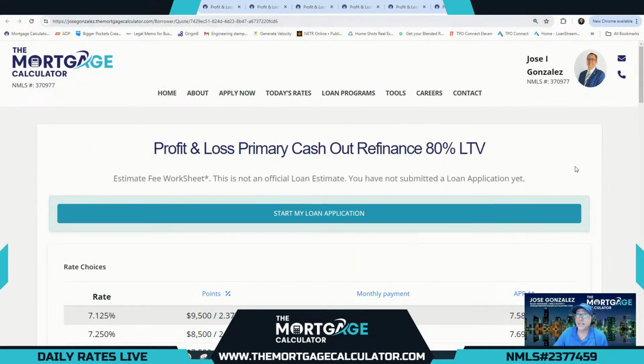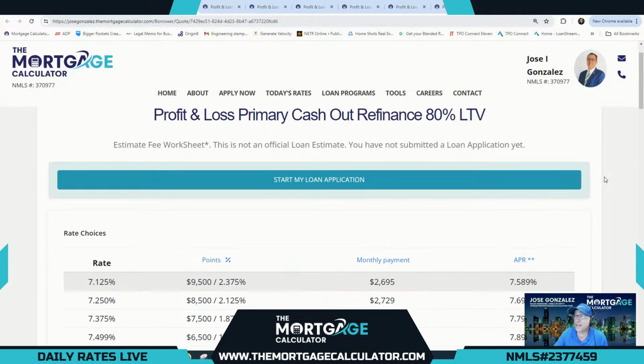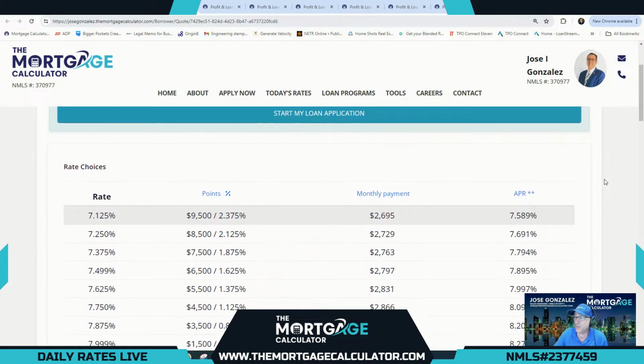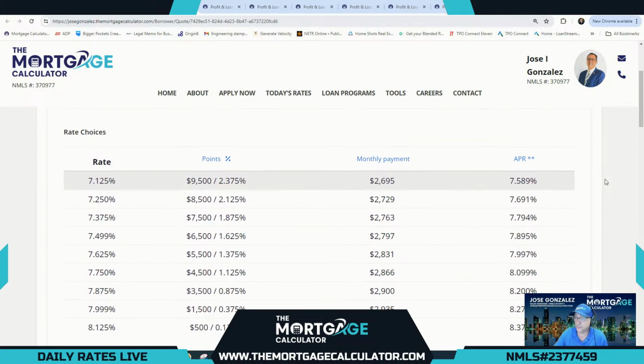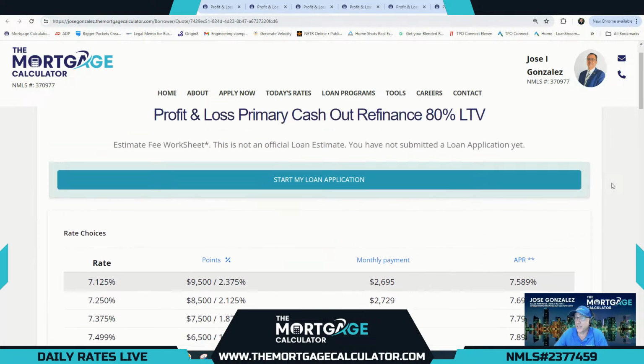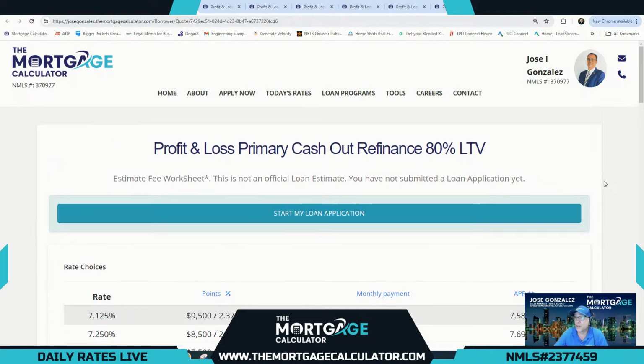And our last 3 examples here are cash outs. Profit and loss primary cash out. Maximum LTV is 80% on the cash out, but amazing rates. 8.125 is almost at par, and you can buy that down to 7.125% rate. Pretty amazing for our profit and loss primary cash out.